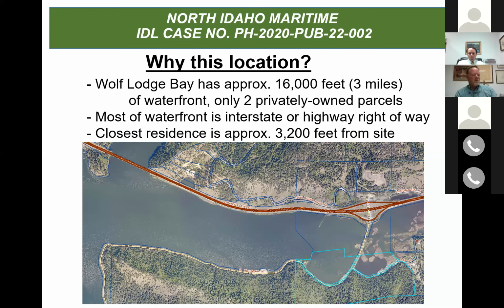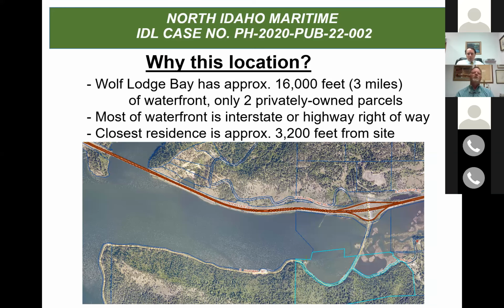And so then the question is, well, why this location? Aren't there better locations? Well, again, you look at Wolf Lodge Bay, and there is 16,000 linear feet of waterfront in Wolf Lodge Bay from the eastern edge of Blue Creek Bay on the north down to the northeastern corner of Beauty Bay at the south. That's over 3 miles of waterfront.